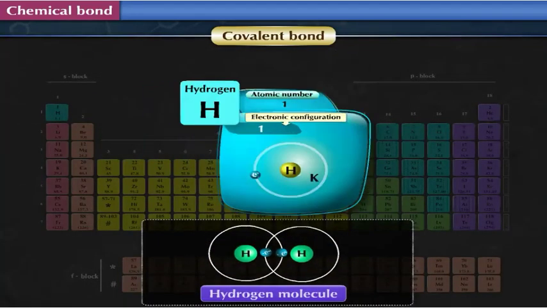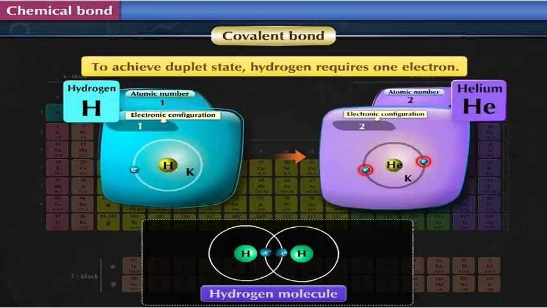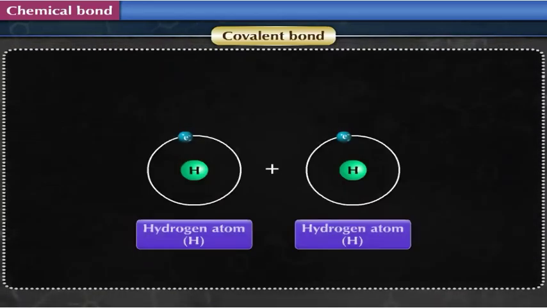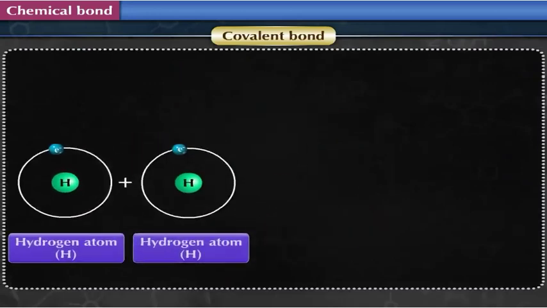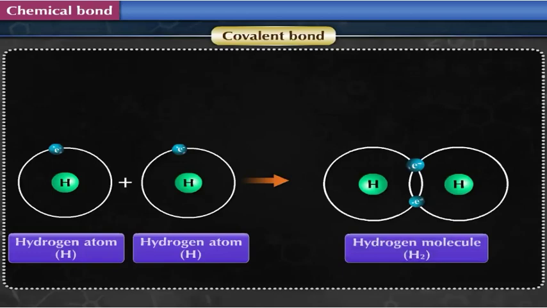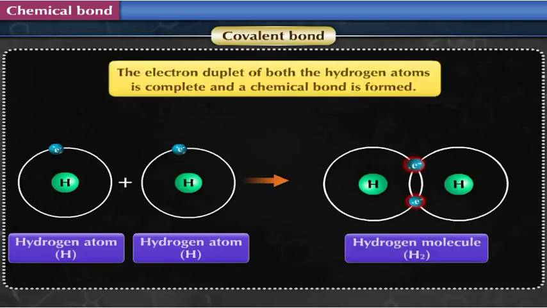A hydrogen atom contains 1 electron. To achieve the duplet state, it requires 1 electron. Therefore, the valency of hydrogen is 1. The 2 atoms of hydrogen are identical and have a similar tendency. Therefore, the 2 hydrogen atoms share 1 electron with each other. As a result, the electron duplet of both the hydrogen atoms is complete and a chemical bond is formed.